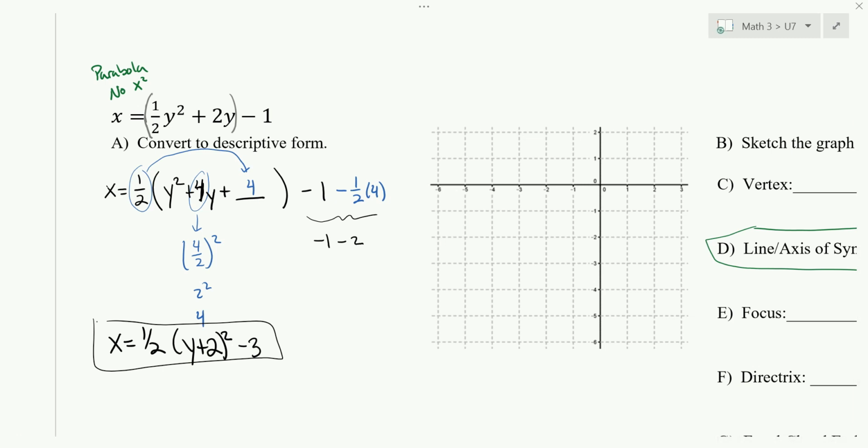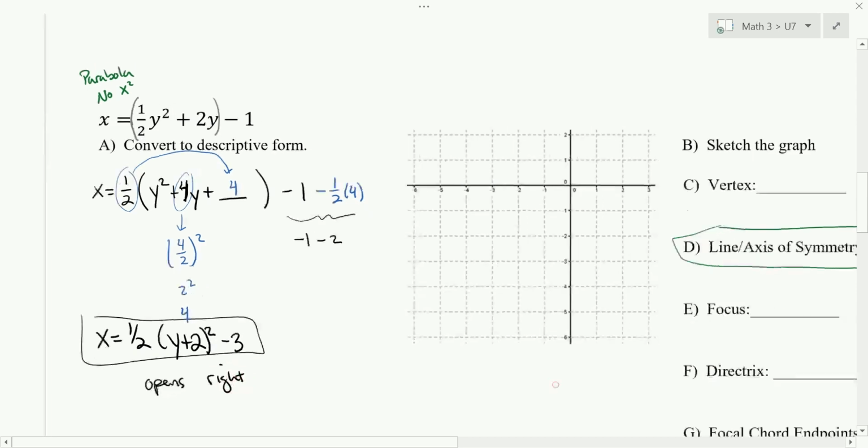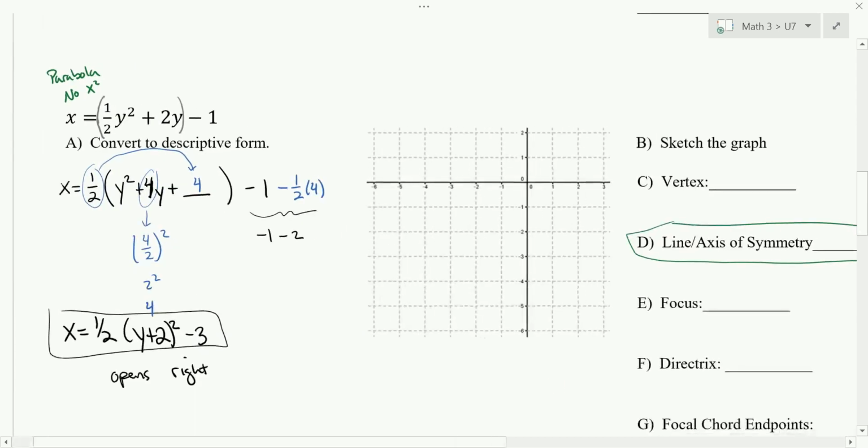Which way is this parabola going to open? I heard up and I heard right. Are you sure? Okay, so it opens to the right because it's a positive x direction. It says to sketch the graph, but we need some more information to sketch this graph. So let's go to C, vertex. What's that vertex going to be?